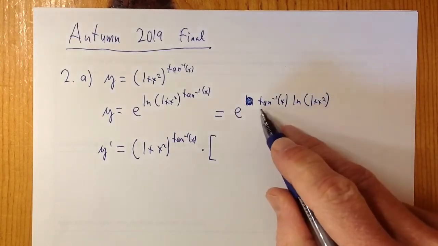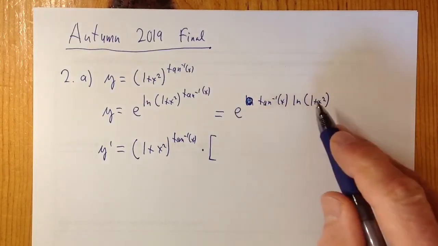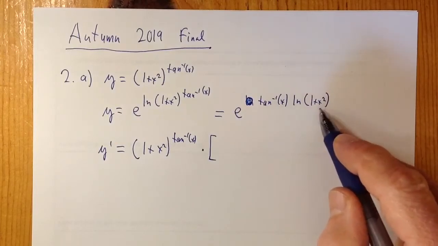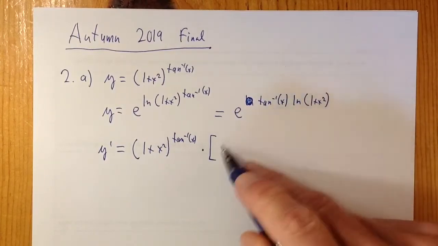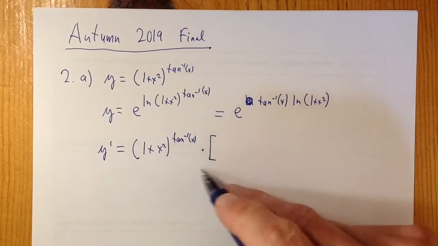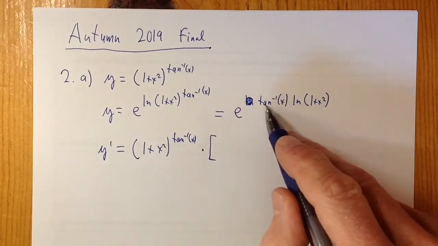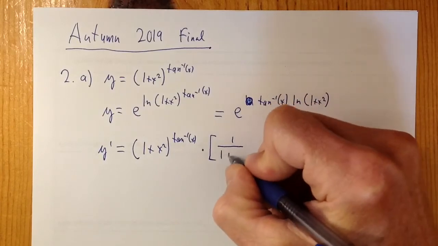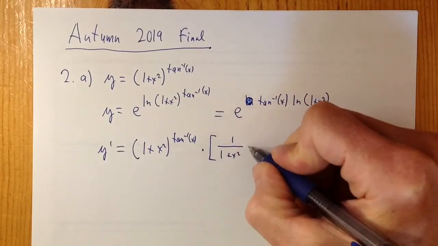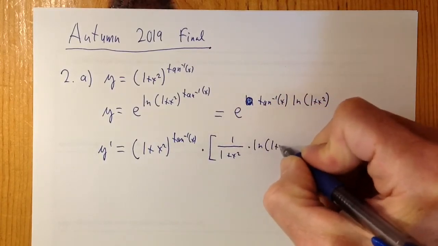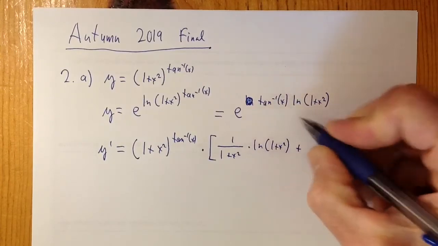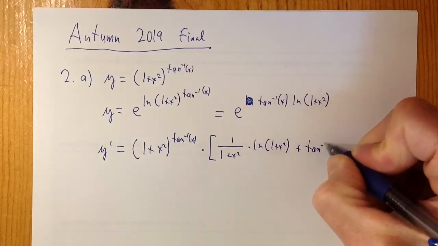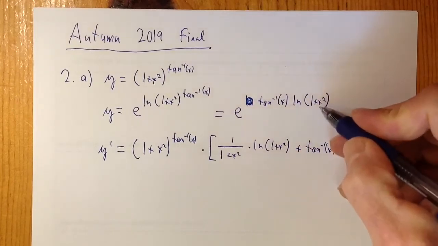It's always going to be a product rule, because you always have the power times the ln of the base. So we know it's going to be a plus in there, so that's why I put a parentheses right away. Okay, the derivative of inverse tangent, if you forget, you can look it up. It's 1 over 1 plus x squared times ln of 1 plus x squared plus the first one, inverse tangent of x, times the derivative of ln of 1 plus x squared.